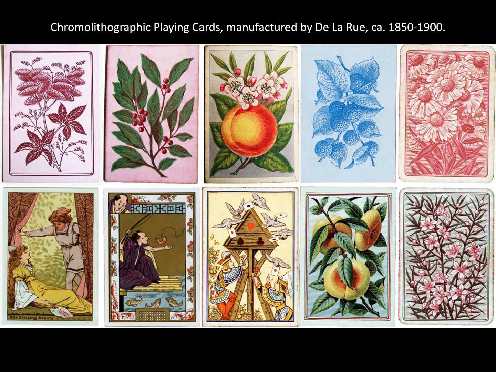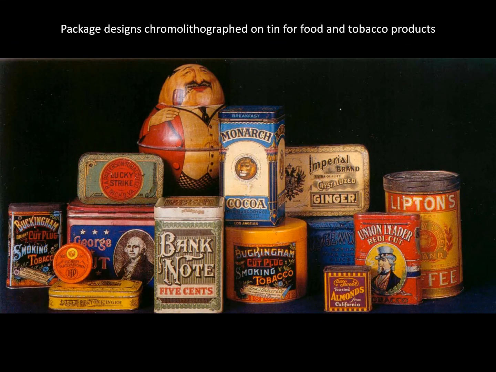Jones also made less illustrious things. So these are playing cards. He designed these playing cards and they're printed with chromolithography. But the place you see chromolithography the most is package design. So here we're looking at package designs that were chromolithographed onto tin for food and tobacco products. And these were made in the United States.